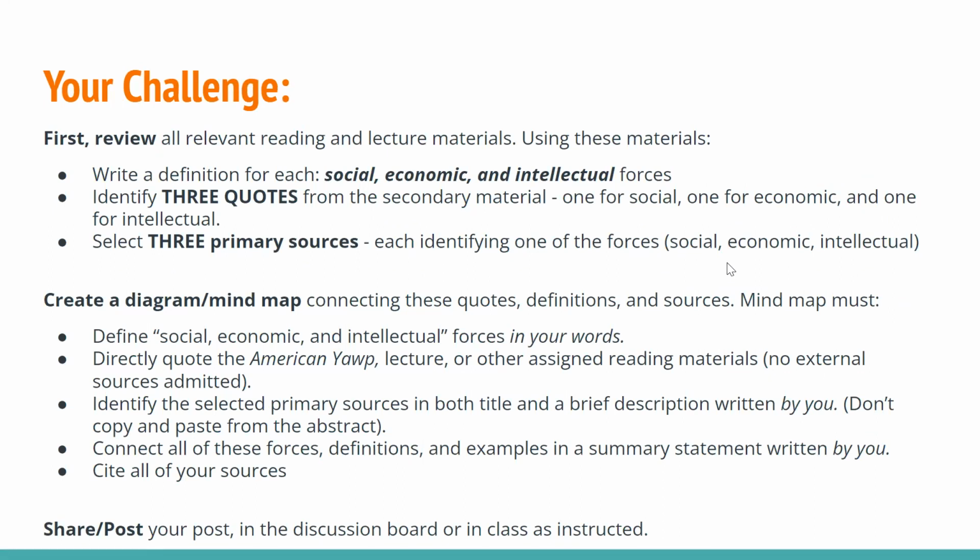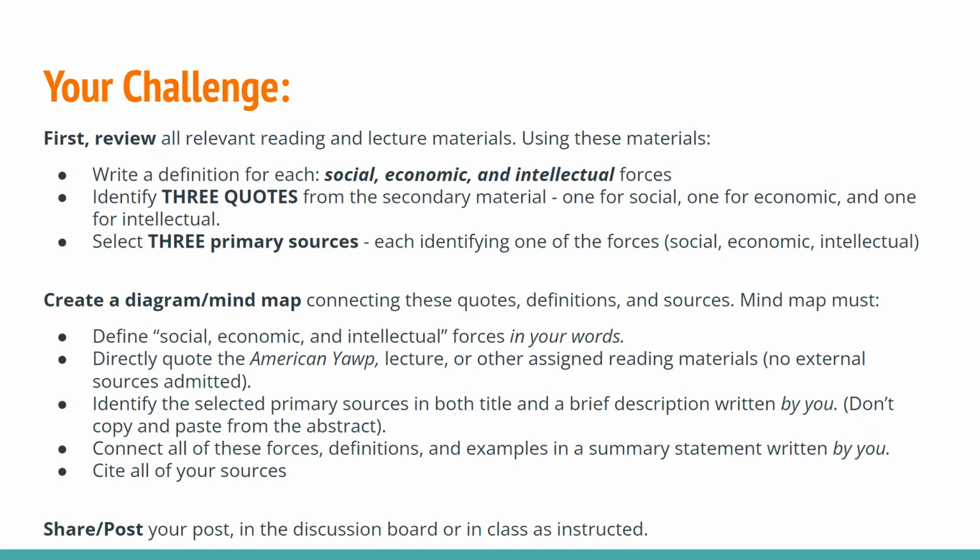It looks like a lot, but we're going to break this down, okay? First, you're going to review all relevant reading and lecture materials. You're doing that right now. And using these materials, you will write a definition for each: social, economic, and intellectual. Then you'll identify 3 quotes from the secondary material. You can use a lecture, you can use the American Yop, you can use a documentary, but you need a quote that substantiates your definition.